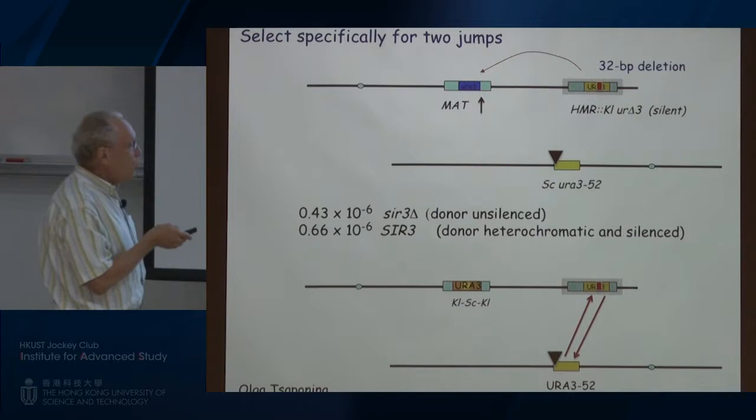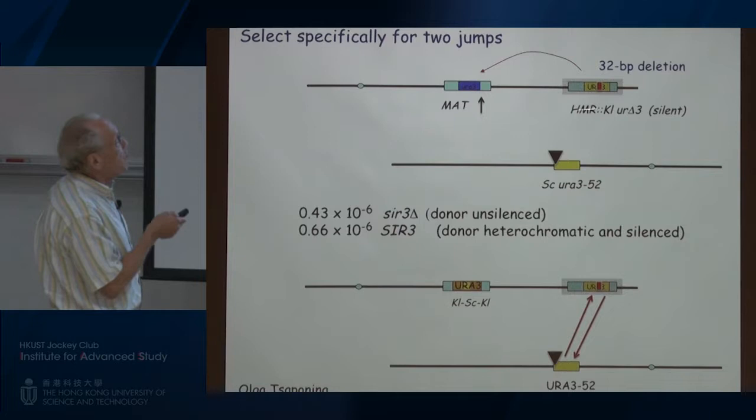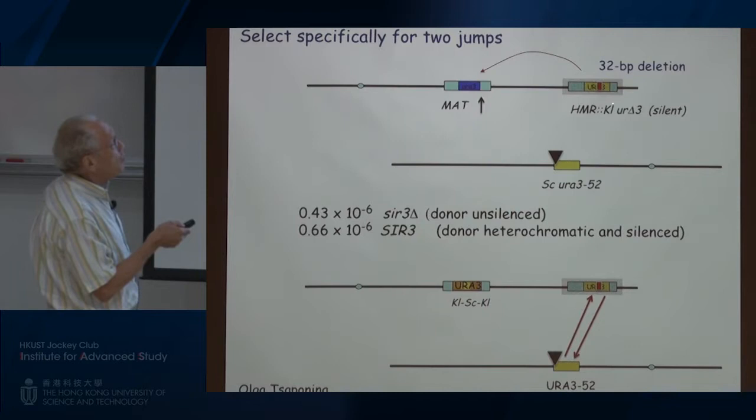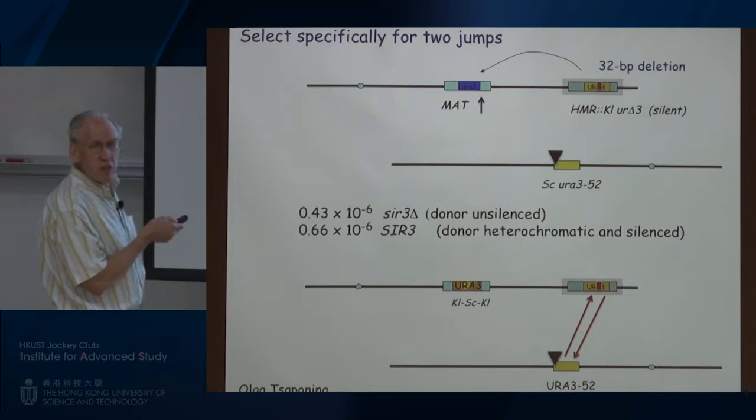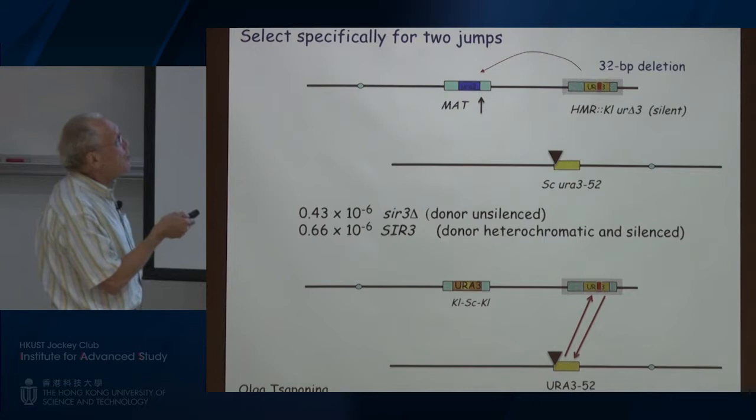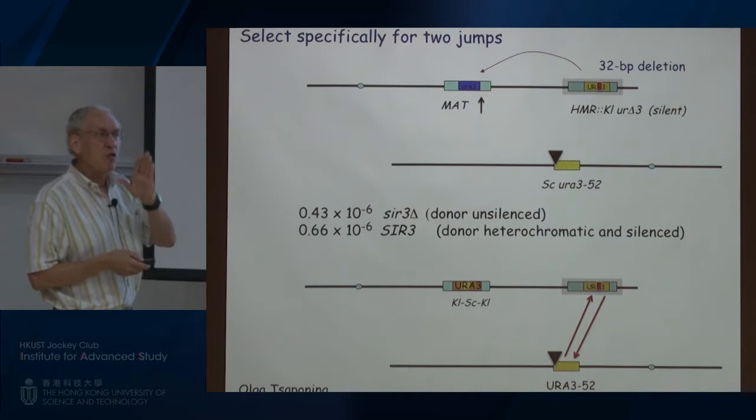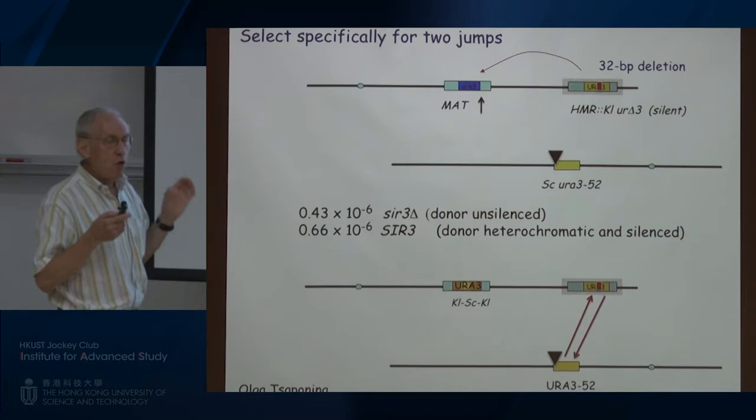One was that when we first published this work, people said, well, maybe the reason you're getting such a large number of jumps is that when the DNA polymerase comes in here, it has to fight through all these organized nucleosomes because this region is silent. And so now we can unsilence the region, because it's going to be ura-minus whether it's silent or not. It made no difference whatsoever. So the errors of this copying machinery are not being promoted by the chromatin structure of the donor locus. That was important for us to know.